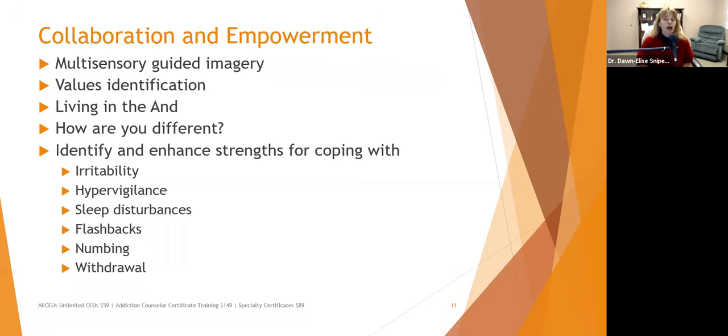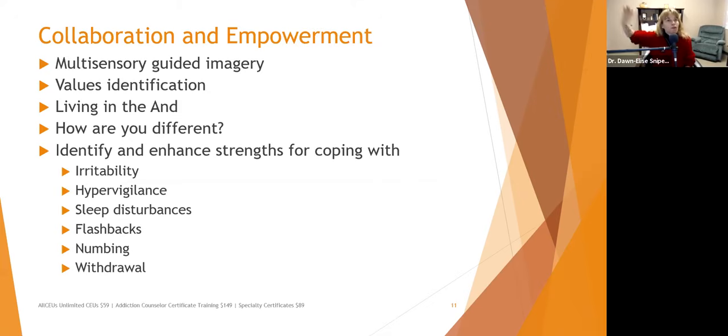Have them explore how they're different now than they were when the trauma occurred. This can mean exploring how they are stronger, how they have grown up, how they have more supports, how they're in a healthier environment, whatever it is, so they can recognize how they're safe now and how they have survived until this point. And then encourage them to identify and enhance strengths for coping with PTSD or trauma symptoms.